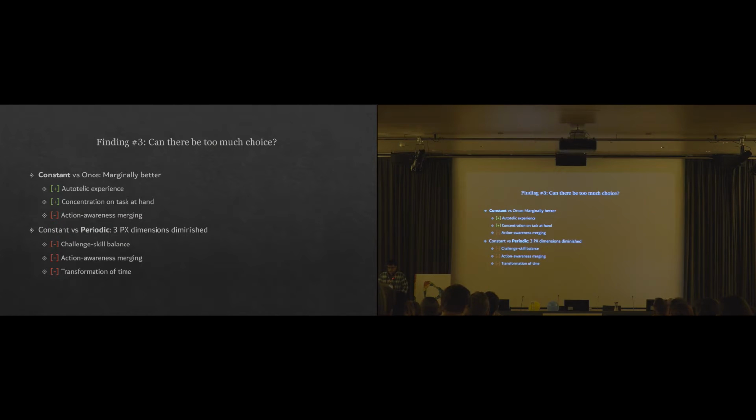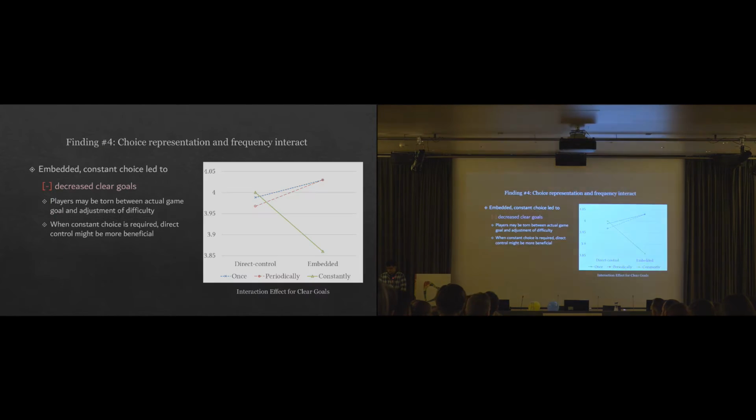Okay, so can there be too much choice? In comparing constant with the once condition, it was marginally better, right? So we have 2 components that were basically improved, and 1 component, action awareness merging, which is an important one, that was diminished. But for constant and periodic comparison, 3 dimensions were diminished. So yes, there can be too much choice sometimes. So this is an interesting thing that I would like to discuss if there are any psychologists or cognitive scientists within this room. I'll try and speculate a little bit on that later.